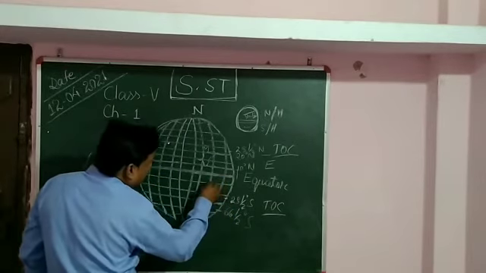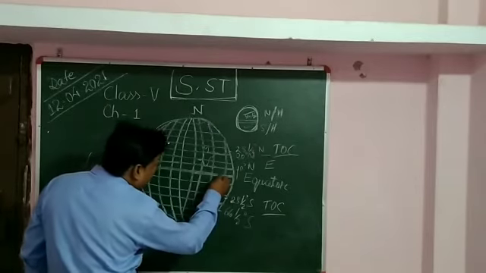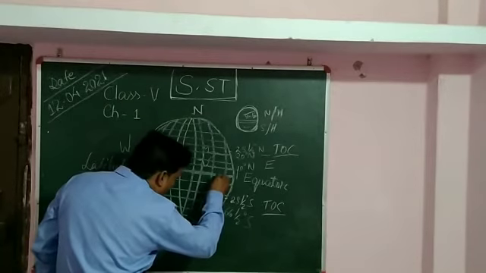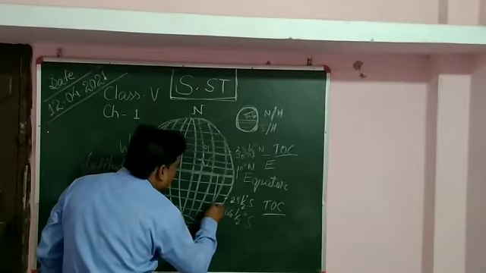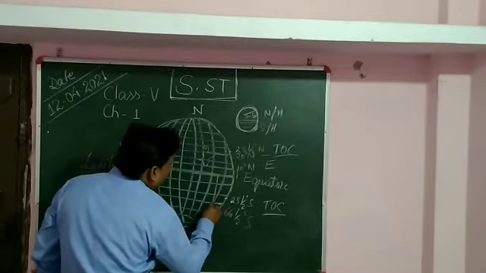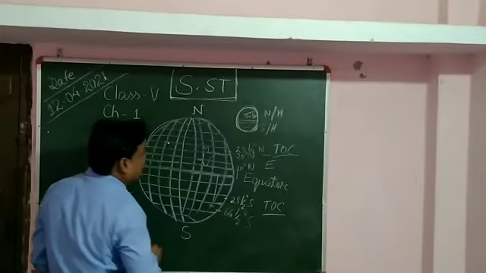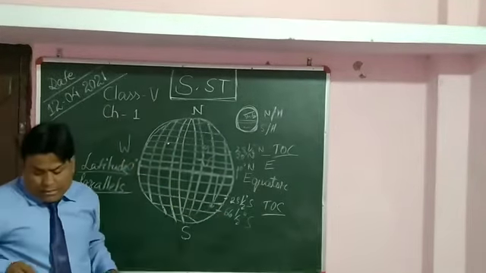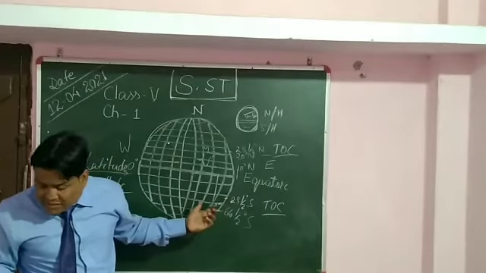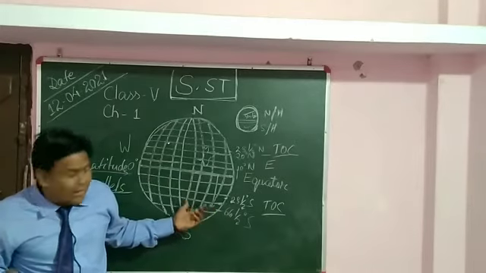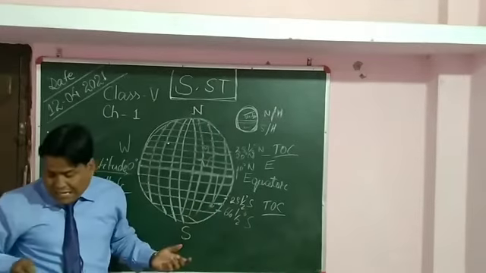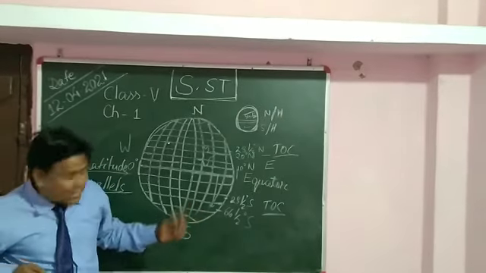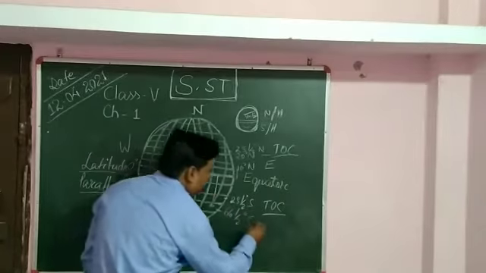So these lines are just to mark the distance from this line. What will be the distance from these to this? It means this place is at a distance of 66 and a half. So at 66 degrees we can find the Arctic Circle. At the top, the Arctic Circle, and at the bottom, the Antarctic Circle. We have to keep that in mind.